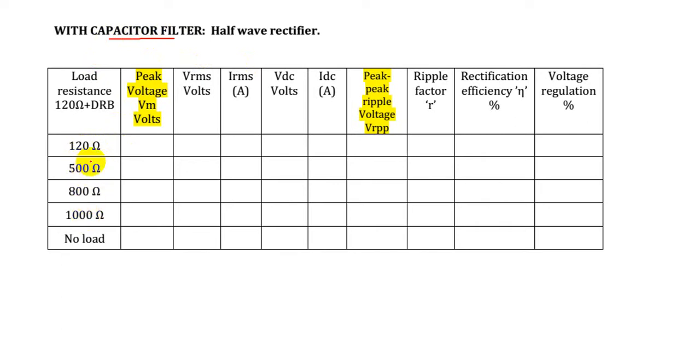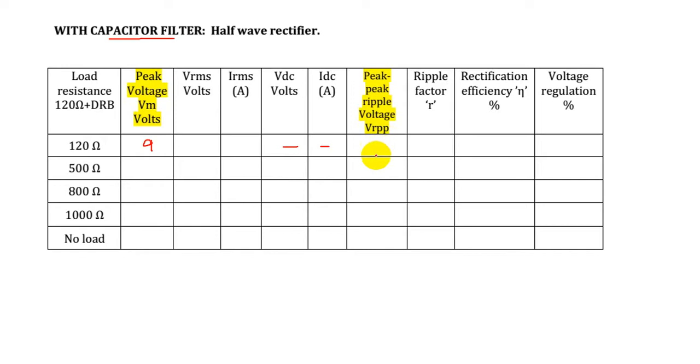So for 120 ohm, first observe what the Vm is. Vm will be 9 volt usually, and find out the VDC and IDC from the meters. Then the peak to peak ripple voltage has to be observed from your CRO. When you add a filter the peak to peak ripple voltage will reduce, whereas without filter it will be a constant value. Around 9 volt we will get without filter, whereas if you add the filter, that ripple nature will reduce.